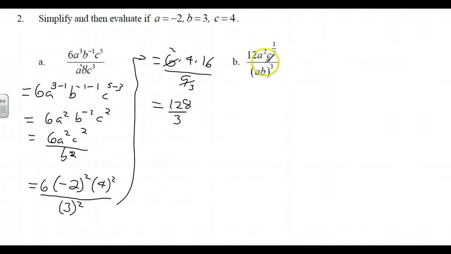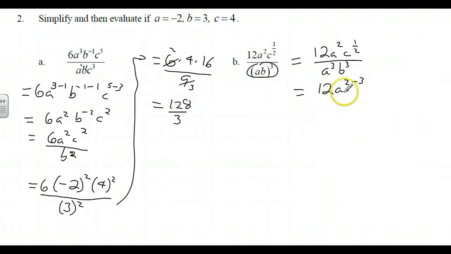B. We've got to do this first. So we have 12a squared c to the 1/2 over a cubed b cubed. So 12a to the 2 minus 3. I'm just going to leave the b down there. c to the 1/2, b cubed. That's 12a to the negative 1, c to the 1/2 over b cubed.